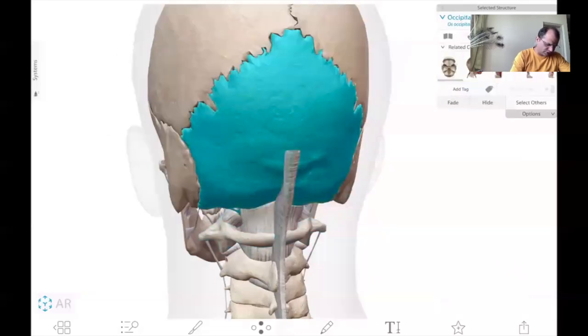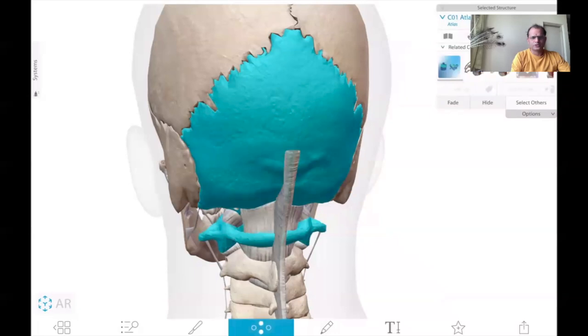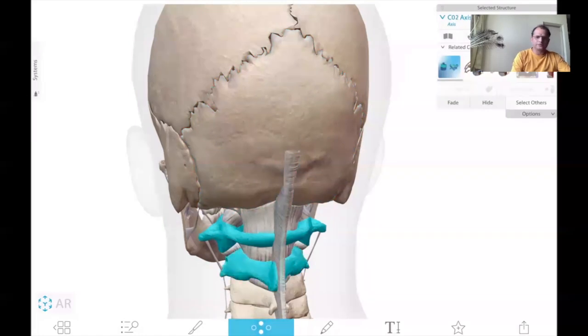ये हमारे occiput के साथ मिलकर junction बनाता है. So this is called C0, C1. इसे हम कहते हैं C0, C1. The occiput and cervical vertebra number 1. Then C1 and C2 are making junction. फिर हमारे C1 और C2 मिलकर junction बनाते हैं cervical 1 and cervical 2. उन्हें हम कहते हैं C1, C2 junctions, right?